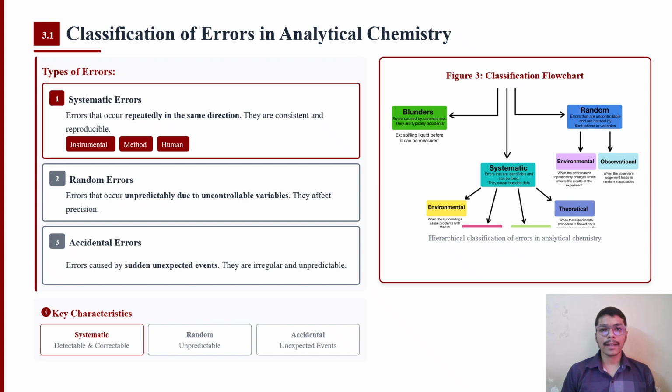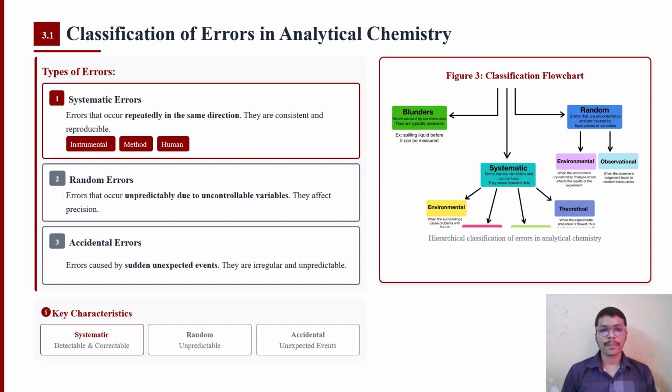Errors in analytical chemistry are mainly classified into three types: systematic errors, random errors, and accidental errors. Systematic errors occur repeatedly in the same direction and are reproducible. Examples include calibration error, faulty instruments, and incorrect methods. Random errors occur unpredictably due to uncontrollable factors and mainly affect the precision.